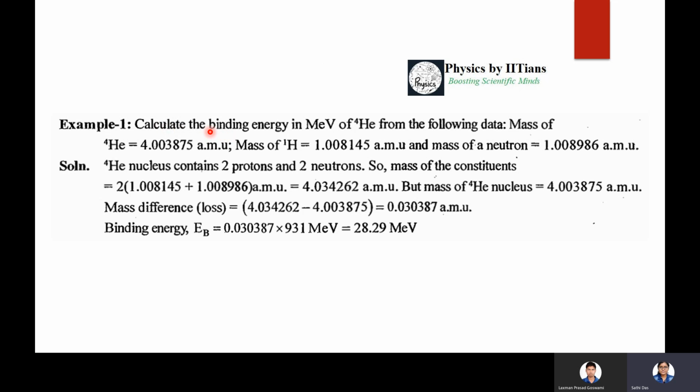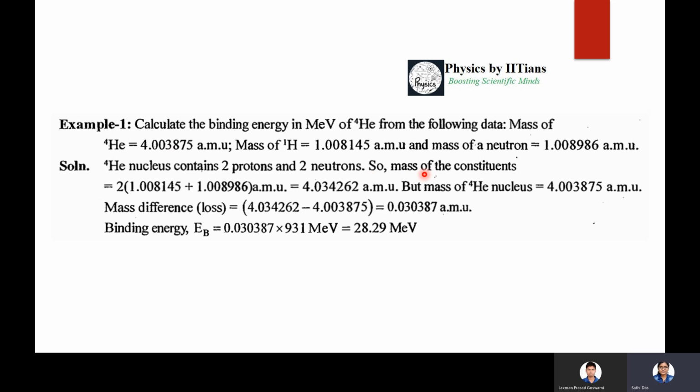So the question is, calculate the binding energy in mega electron volt of helium-4 from the following data. You have to calculate the binding energy in mega electron volt, so in energy units, not in AMU. The given data is mass of helium is 4.003875 AMU, mass of hydrogen 1.008145 AMU, mass of neutron 1.008986 AMU. So the helium-4 nucleus has 2 protons and 2 neutrons.